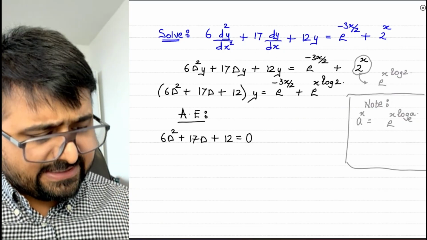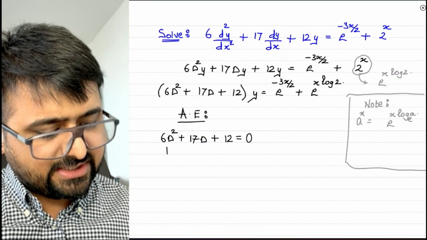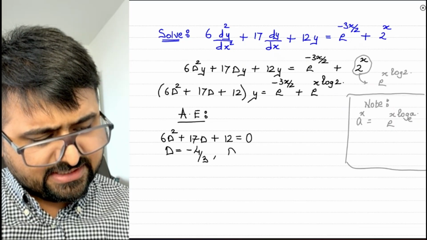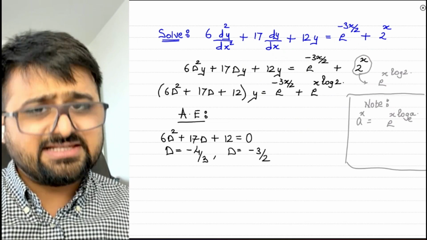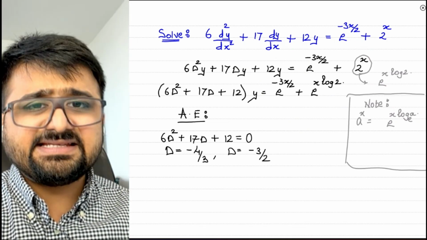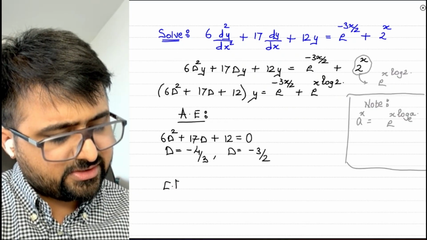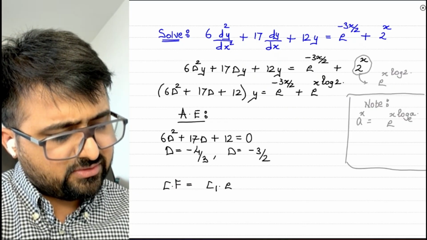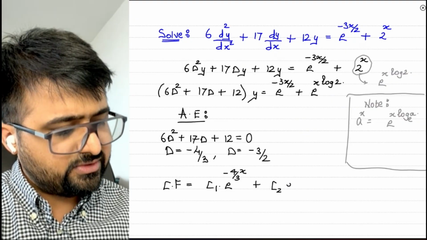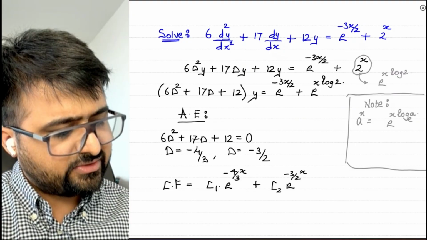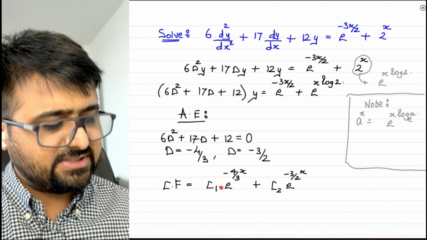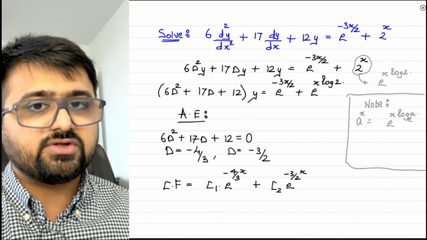I won't spend time solving that equation, but if you solve this quadratic equation, the values of D that you are going to get are D is equal to minus 4 by 3 or D is equal to minus 3 by 2. I just used a scientific calculator to solve this quadratic equation. Since these are unique and rational values, my complementary function is given by c1 e to the power minus 4 by 3 x plus c2 e to the power minus 3 by 2 x. Okay, that's the complementary function. It is essentially just writing the roots of this equation: c1 e to the power first root x, c2 e to the power second root x.